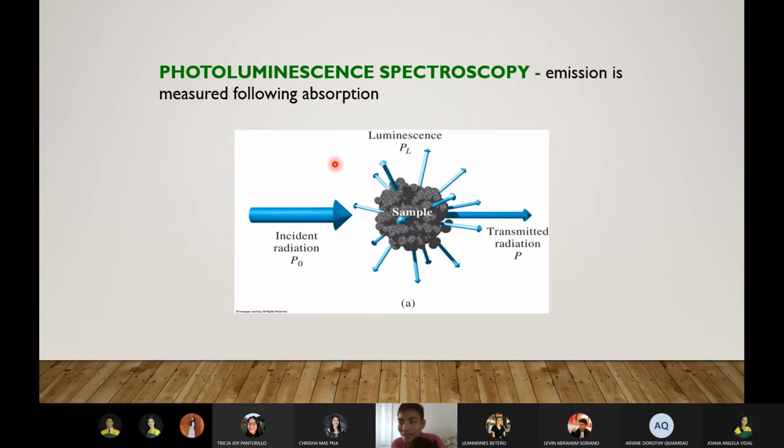So, nangyayari doon is that due to chemical reactions or external energy sources, nag-glow yung ating matter. Kaya siya lumiliwanag. Siyempre, pag gabi, doon na siya liliwanag talaga, kasi pag umaga, hindi mo makikita. So, yan. That's the photoluminescence.